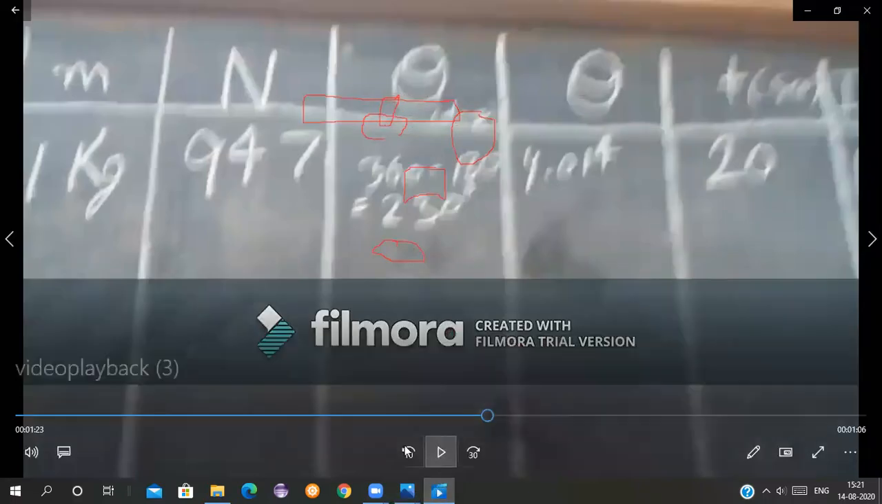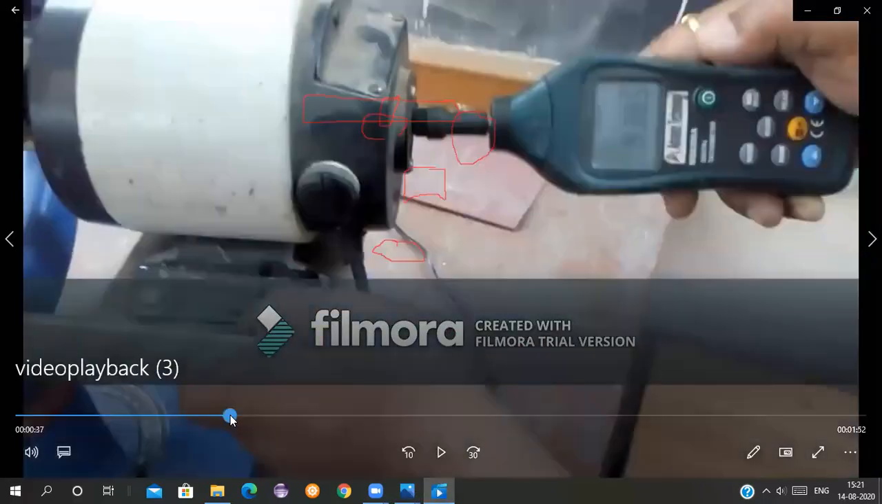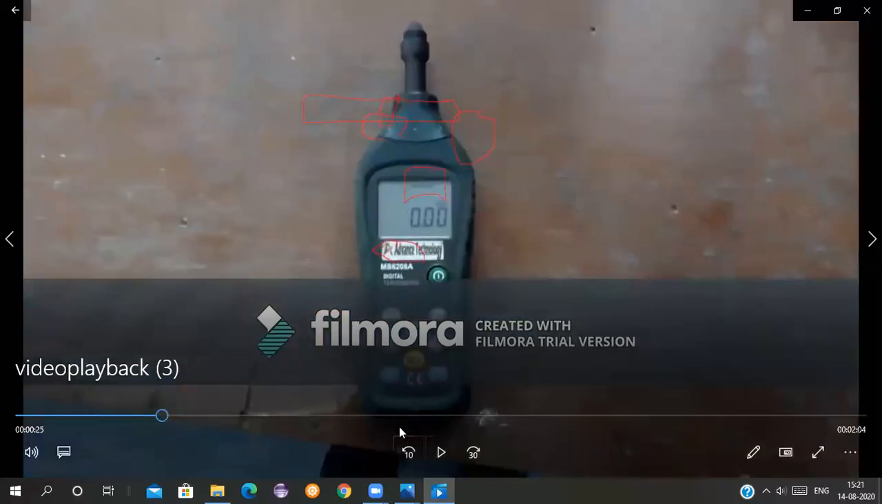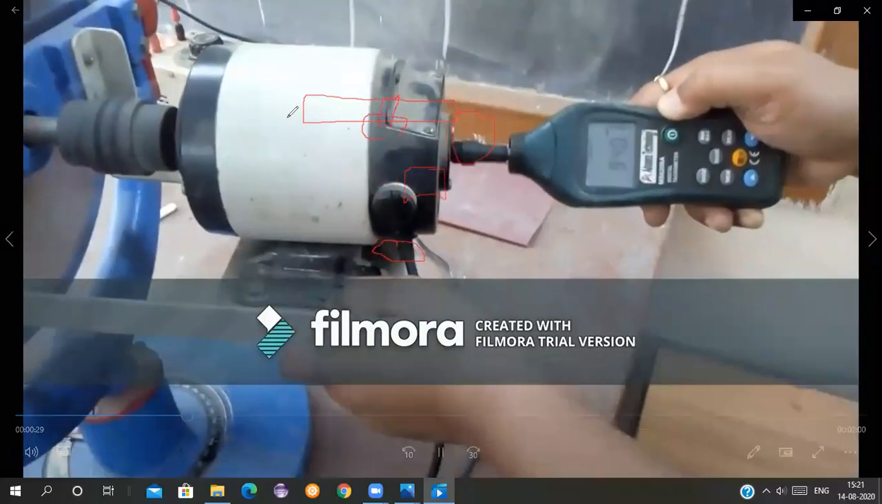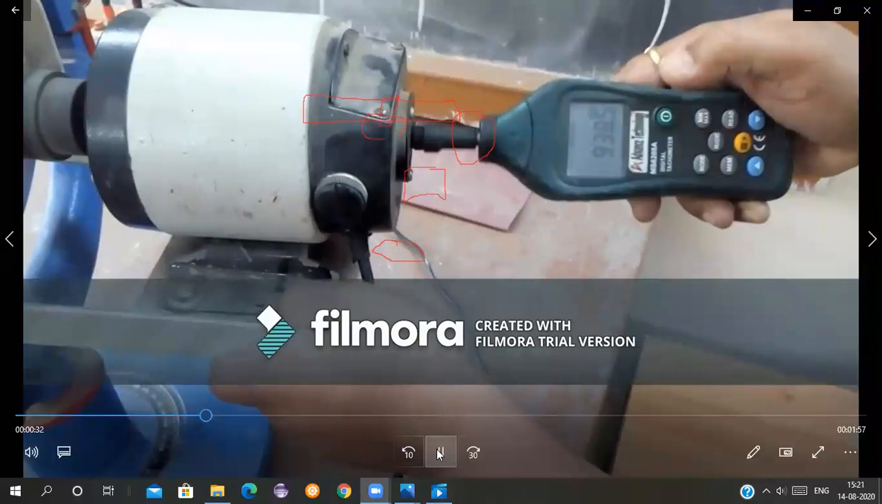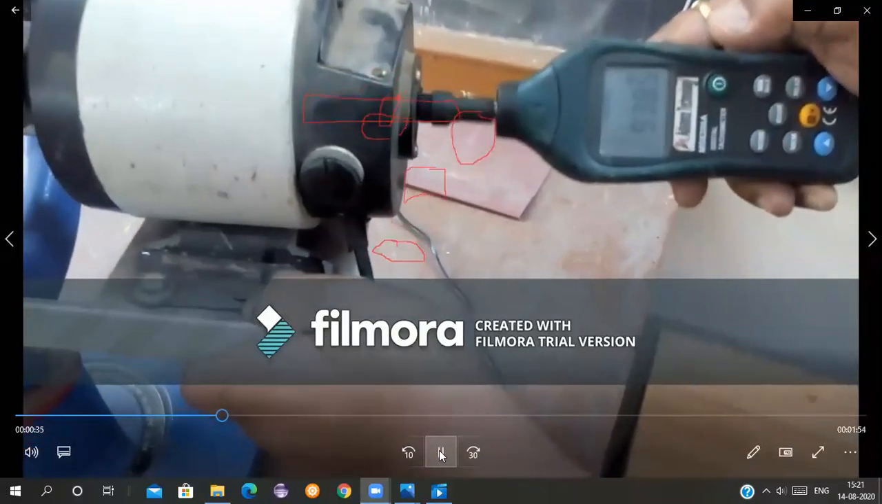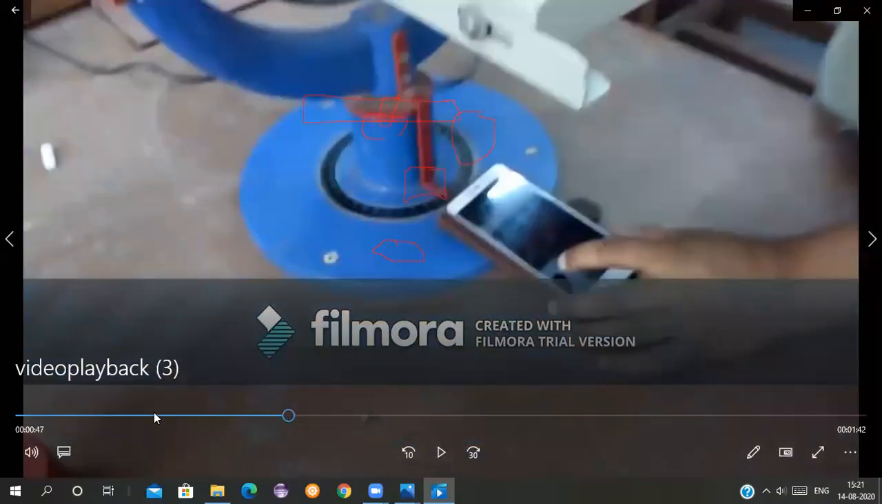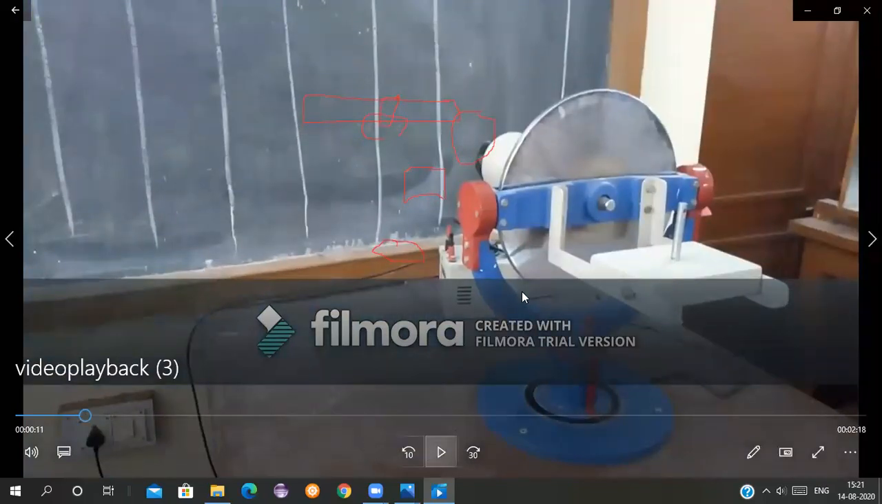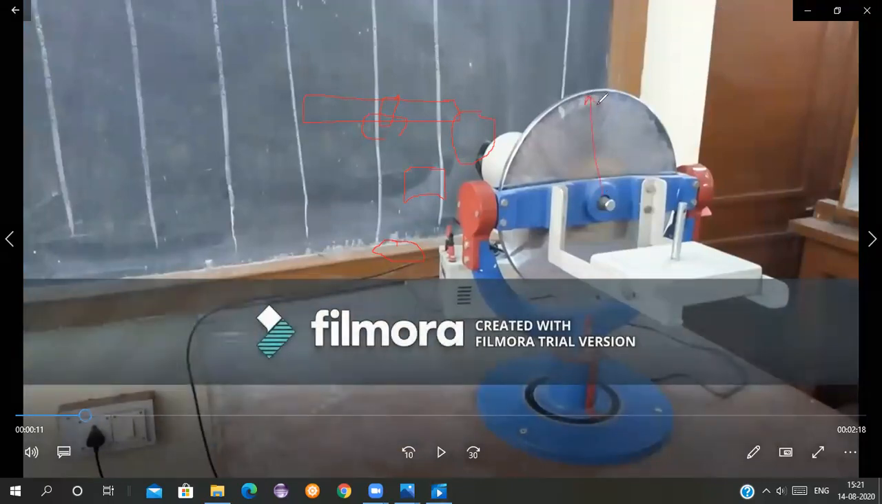The rotor radius. See here, this is the radius which I am taking as 0.17, the radius from this center point to here. This is the radius of the rotor, which I am taking as 17 centimeters. It is approximately that only.